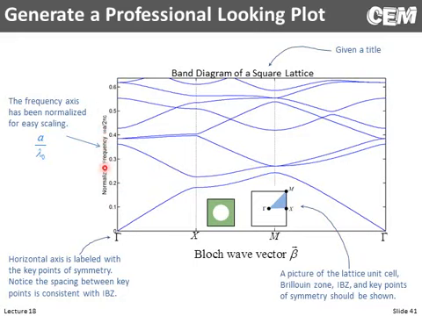We normalize frequency, and for whatever reason, it's always written as omega times a over 2 pi c. C is the speed of light and a is the lattice constant. However, this really is just a over lambda naught, which is very useful for scaling. Also on the band diagrams is usually a picture of the unit cell, sometimes the extended lattice, and certainly at a bare minimum, a picture of the Brillouin zone with the irreducible Brillouin zone and all the key points of symmetry labeled. Without this, the person reading your paper or diagram really can't interpret the horizontal axis of your band diagram.